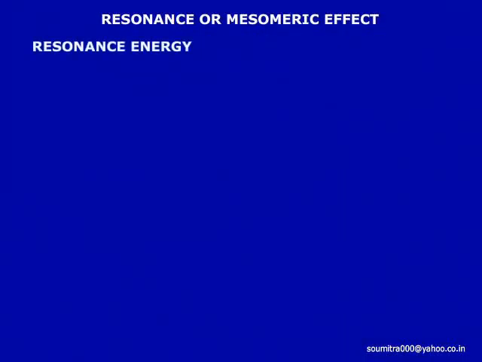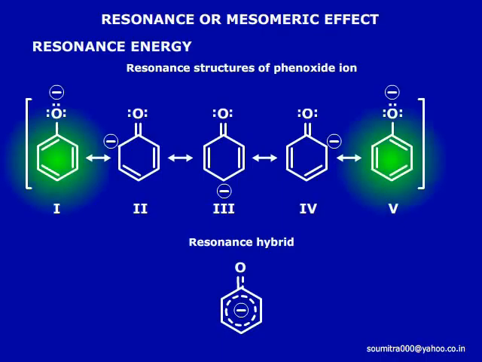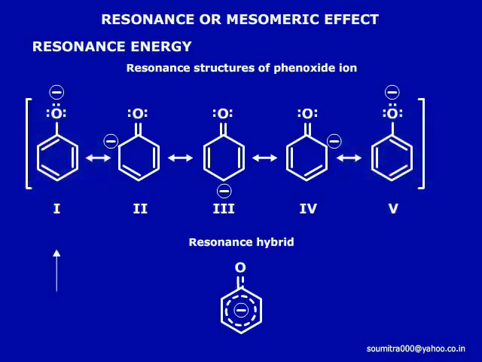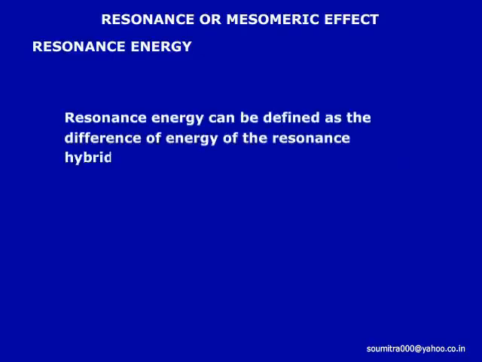Resonance energy. Now out of the 5 structures of phenoxide ion, structure 1 and 5 are the major contributors and have the minimum energy. The difference in energy of this structure and the resonance hybrid is equal to the resonance energy of phenoxide ion. Therefore, resonance energy can be defined as the difference of energy of the resonance hybrid with the most stable canonical form.